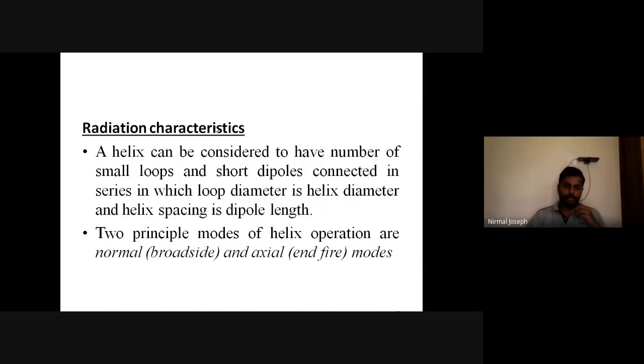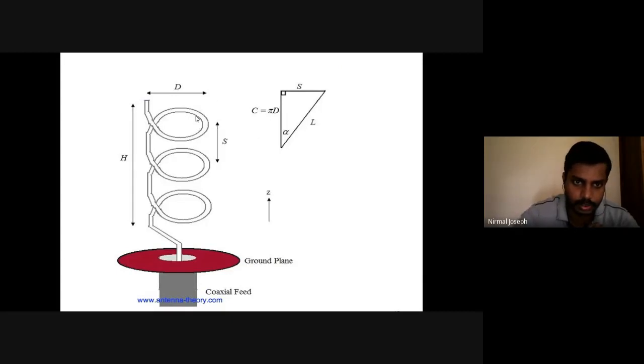So now we will move on to the radiation characteristics. A helix can be considered to have a number of small loops and short dipoles connected in series, in which loop diameter is helix diameter and helix spacing is dipole length. That is another insight into this arrangement in a helical antenna. Each turn can be considered as a loop. And what is this which is connected in between?